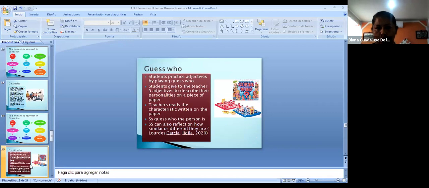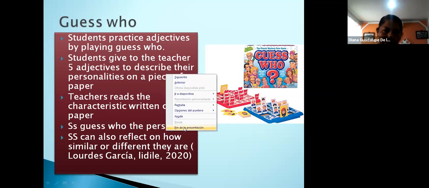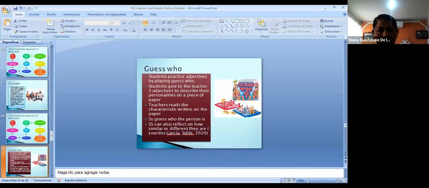It says, guess who? On a piece of paper, students practice adjectives by playing guess who. Students give to the teacher 5 adjectives to describe their personalities on a piece of paper. And then the teacher reads the characteristics written on the paper and students guess who the person was. Students can also reflect on how similar or different they are. And this was provided by another student in my class. So let's see if we can, I know it is impossible to play all of them, but we'll see.